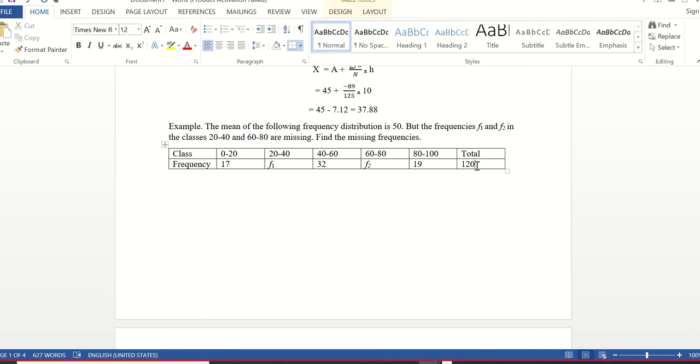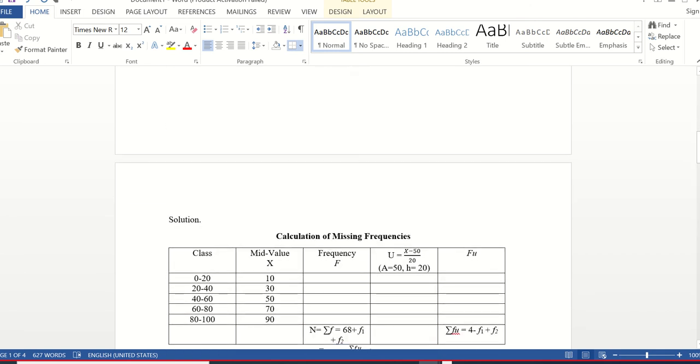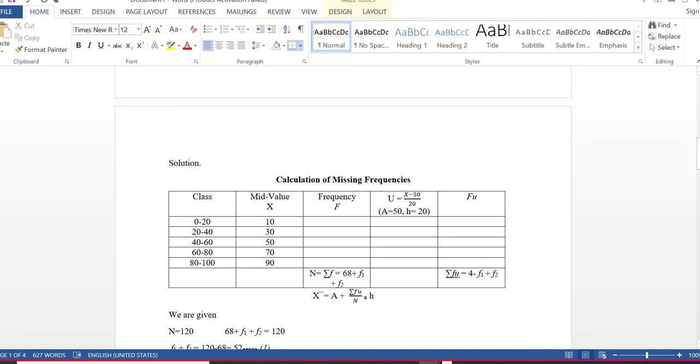Now we will try to identify the missing frequencies. So the class intervals are already given to you: 0 to 20, 20 to 40, 40 to 60. And we have calculated mid values 10, 30, 50, 70 and 90. So the mid value for 0 to 20, how have we calculated it? 0 plus 20 divided by 2. It becomes 10.